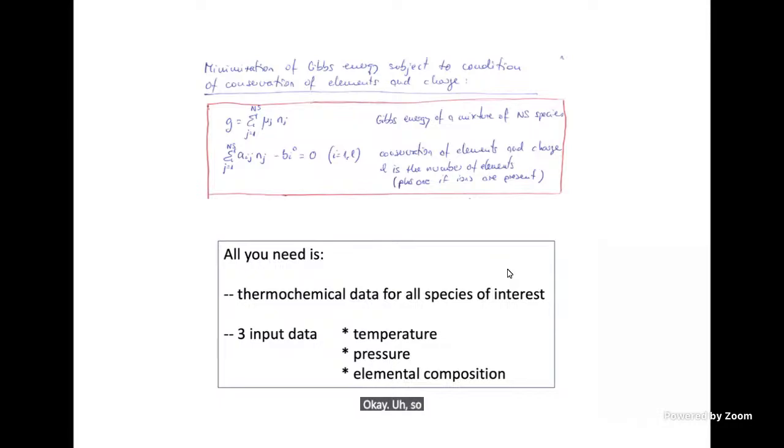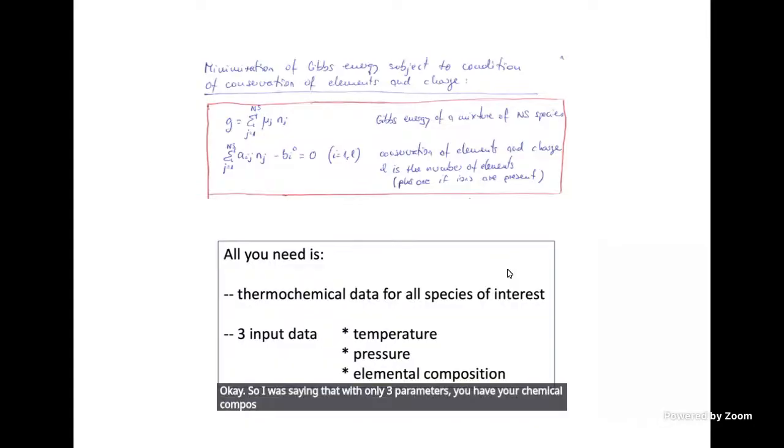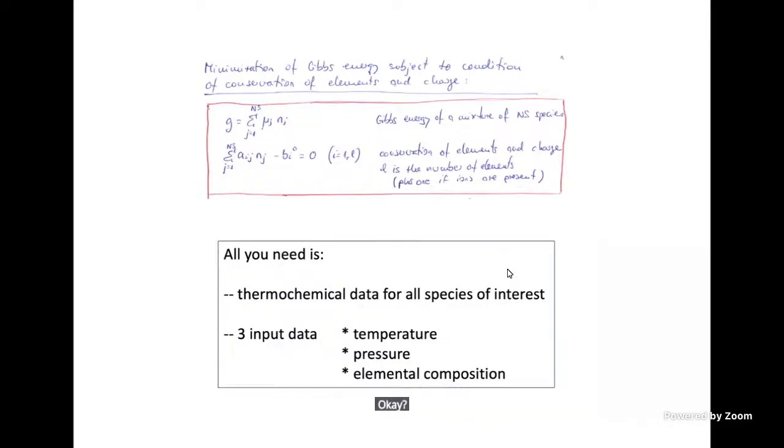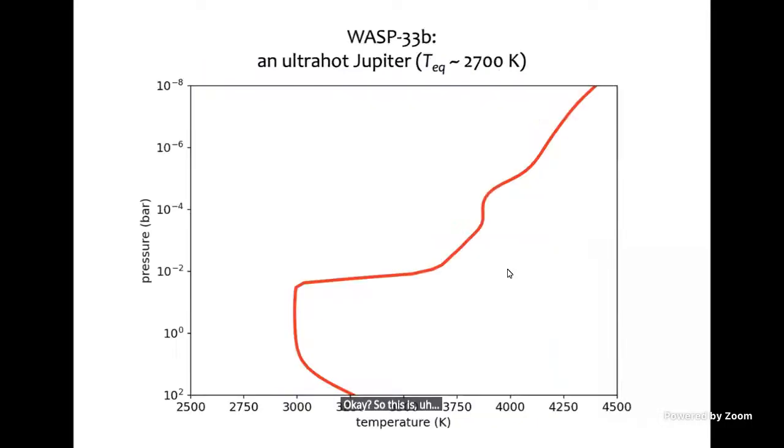So I was saying that with only 3 parameters, you have your chemical equilibrium composition completely determined. So this is the good point of chemical equilibrium.